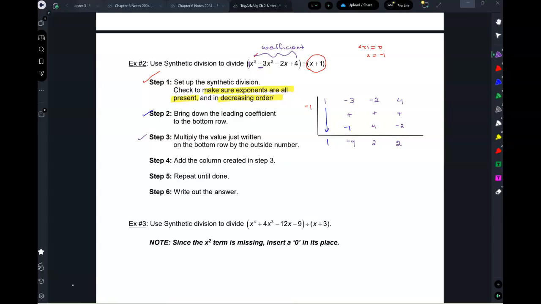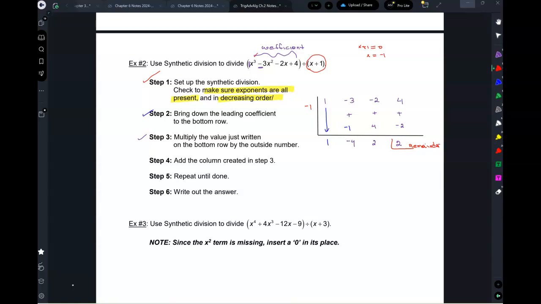Okay, we're done. Now we don't want to just leave it like this, so how do we write out the answer? Remember, what we're doing is dividing. When you're dividing, you usually get a remainder. This last term, that last number, is always the remainder.